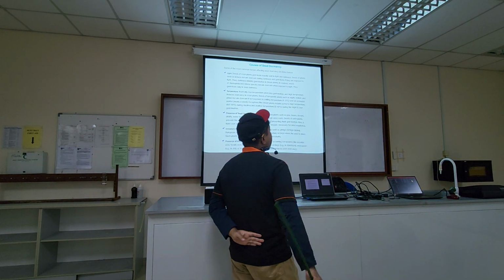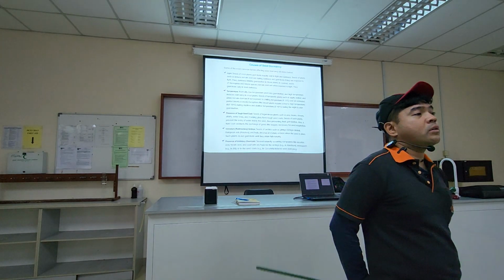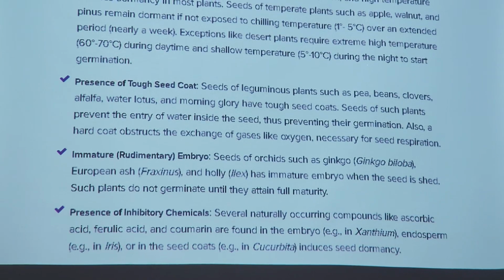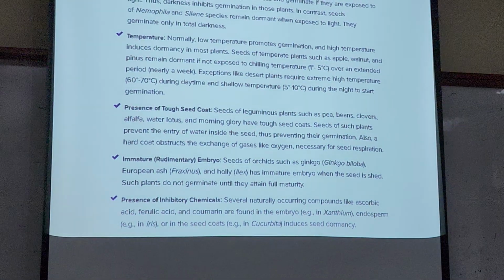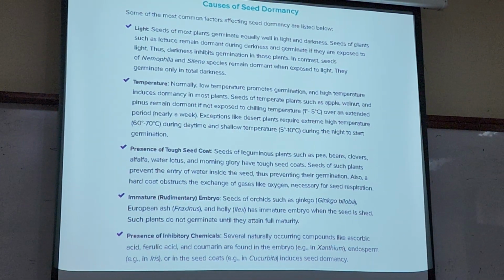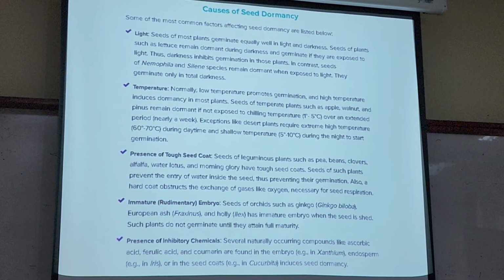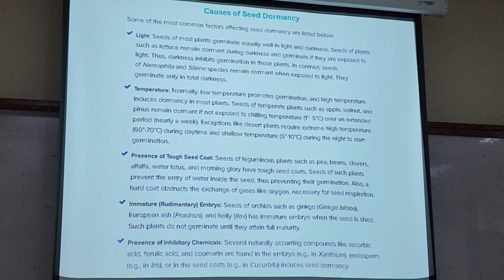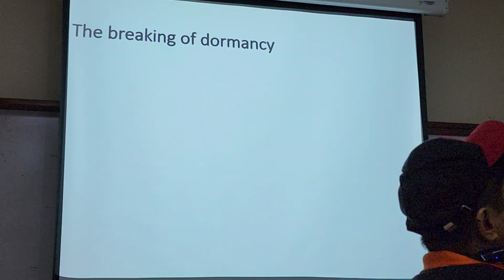And finally, the presence of inhibitory chemical substances. And for your level, we are pretty much going to cover the hormone balance between ABA and GA. ABA is what? Abscisic acid. GA, gibberellic acid. Right, okay, that's good.